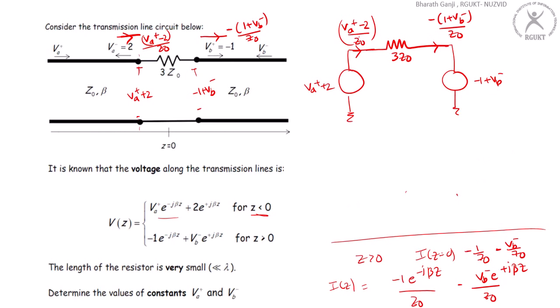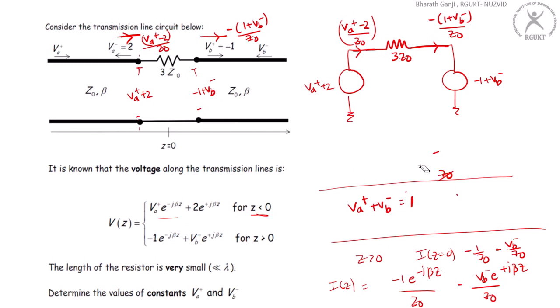Because it's a resistor, whatever current is entering should be equal to the current leaving. So I can say that Va plus minus 2 by Z naught should be equal to minus of 1 plus Vb minus by Z naught. So if Z naught cancels out, I have Va plus minus 2 equal to minus 1 plus Vb minus, so Va plus minus Vb minus is equal to 1. So this is one equation which I get. Let me get the other equation.